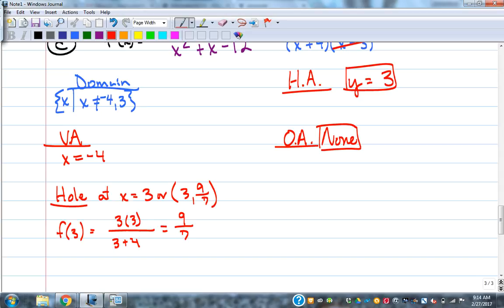Does it cross it? How do we tell if it crosses it? Don't plug in 3. Set what equal to the horizontal asymptote? Yeah, the simplified version. The last one didn't simplify, so we just set the original equal to it. So here we're using the simplified version, setting it equal to that. So that'd be 3x equals 3x plus 12. And does it cross it? No.